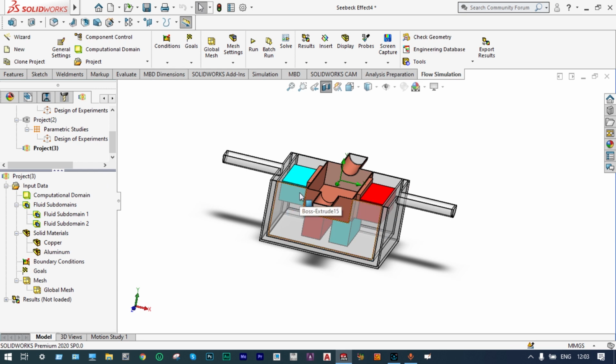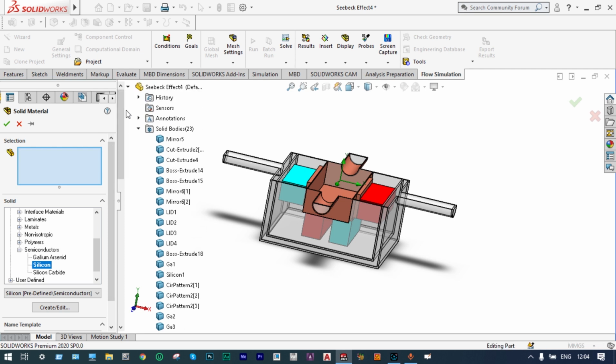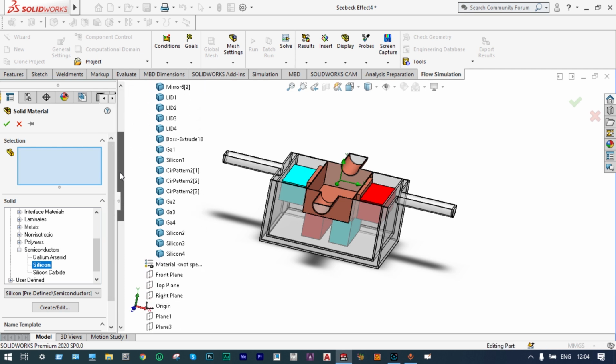Next to that, we have to select the semiconductors, which are made up of silicon and gallium arsenide. So again, selecting materials, insert solid materials, predefined. It will be semiconductors, and you can select silicon for some material. The red colored materials are considered as silicon. So in the solid geometry, we have provided the names of those things as silicon. So selection will be better. One silicon is selected, second part, third part, and final part.